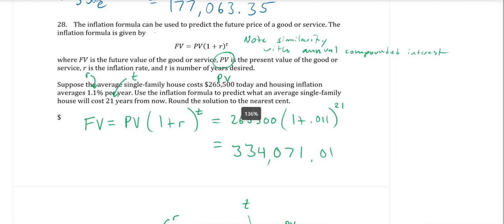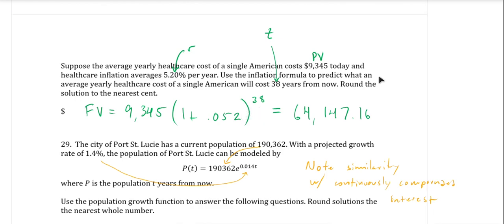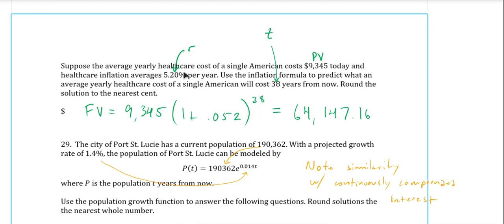For 28, we have a problem about inflation. So inflation is going to be calculated from the current value of something. The future value will be 1 plus the rate of inflation to the power of t. Notice how similar this is to annually compounded interest. So we identify the initial value of something, the inflation rate, 0.011, and the amount of time. Plugging those into this formula, we get the future value of, in this case, a single-family home. But this also applies to any other goods or services like healthcare.